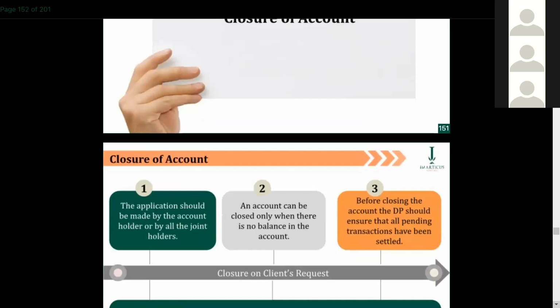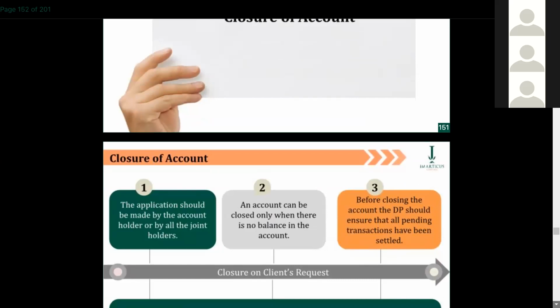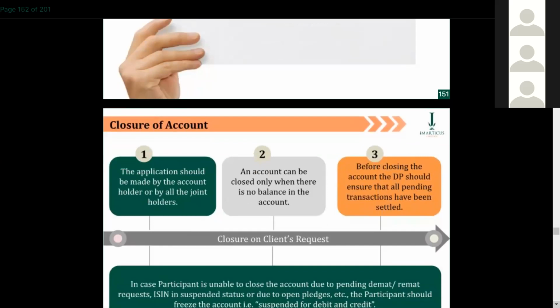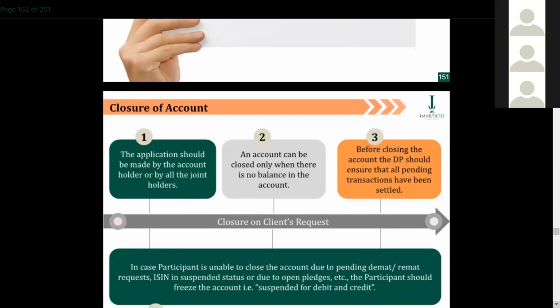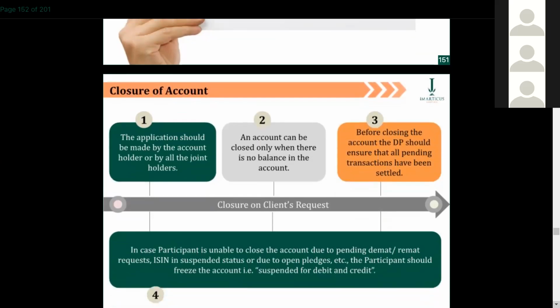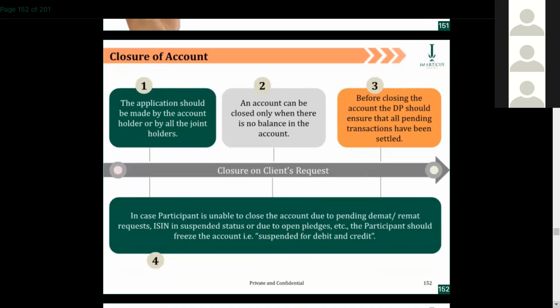An account can be closed only when there is no balance in the account. So there should be no securities in the account. Before closing the account, the depository participant should ensure that all pending transactions have been settled. So for example, you have given a sell instruction. Only when your sell instruction is executed will you have a zero balance. So the depository participant has to ensure that.